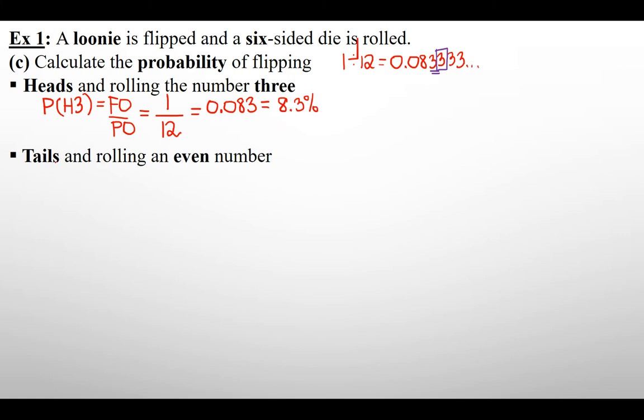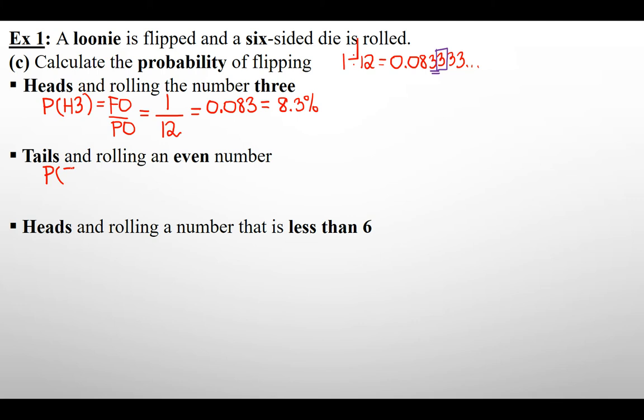Okay, the second one wants me to calculate the probability of flipping tails and then getting an even number. So let's set the equation up again. So I'll say probability of getting tails, and we'll put a comma here, and we'll just say even number. That's going to be equal to your favorable outcomes divided by your possible outcomes. Okay, the tree has 12 branches, 12 possible outcomes.